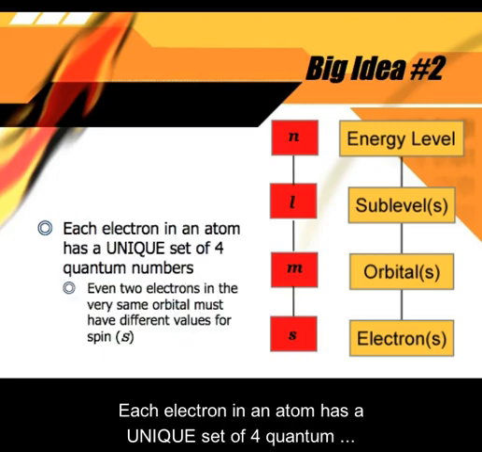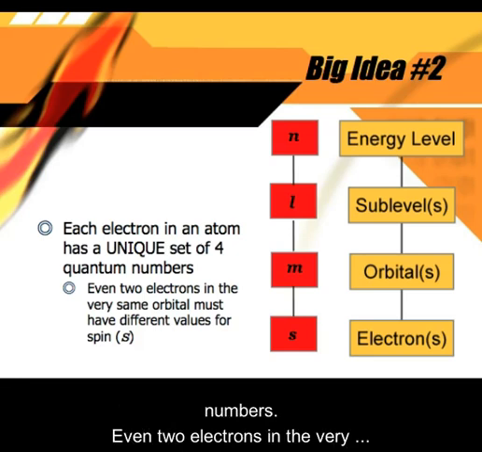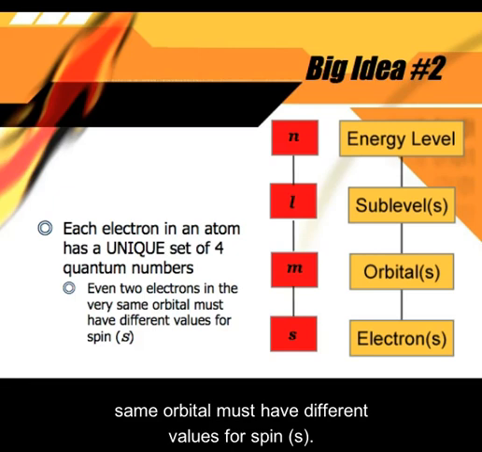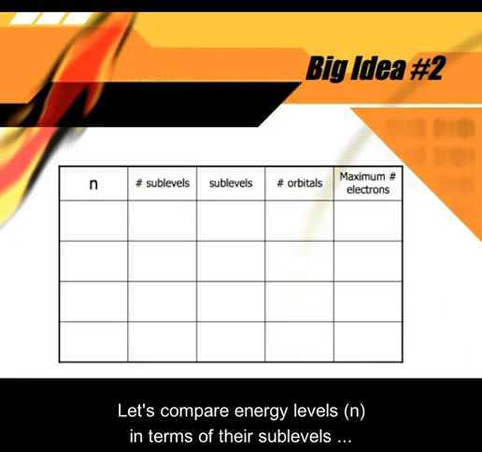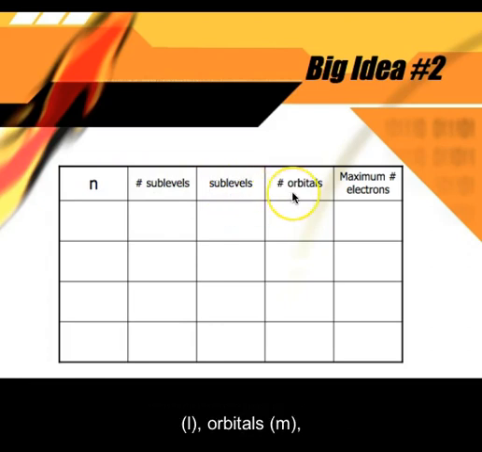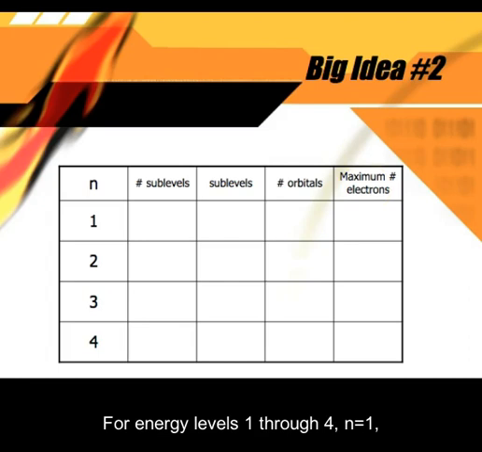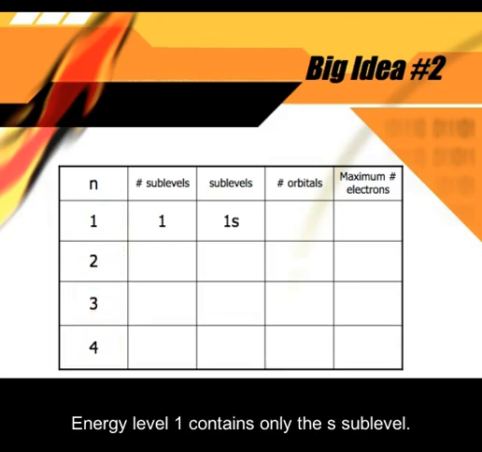Each electron in an atom has a unique set of 4 quantum numbers. Even 2 electrons in the very same orbital must have different values for spin. Let's compare energy levels n in terms of their sublevels l, their orbitals m, and the number of electrons they contain. For energy levels 1 through 4, n equals 1, 2, 3, and 4 respectively.